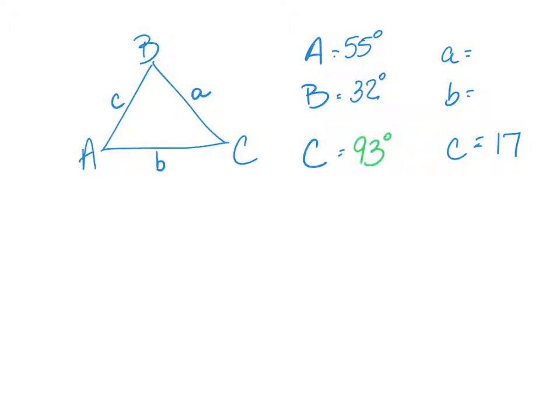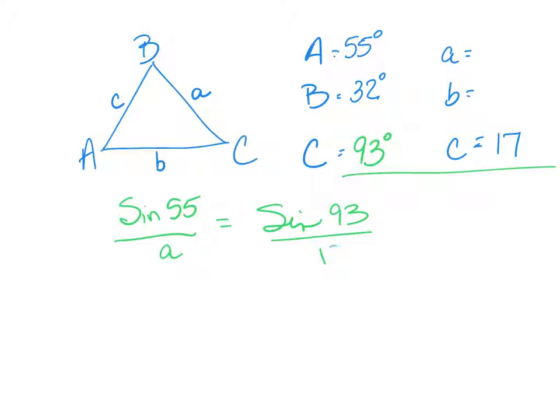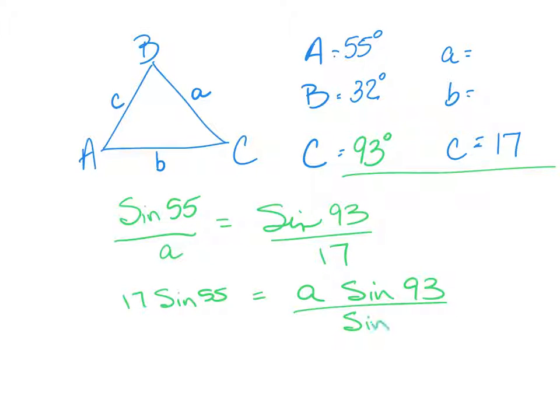And now how do I find little a? Using the law of sine. You use sine of A, which is 55, over little a, equals sine, and what do we use? The one that's a full fraction. So sine of 93 over 17, because you have to only have one unknown. Okay? And then you cross multiply. 17 sine of 55 equals a sine of 93. And then we divide by sine of 93.